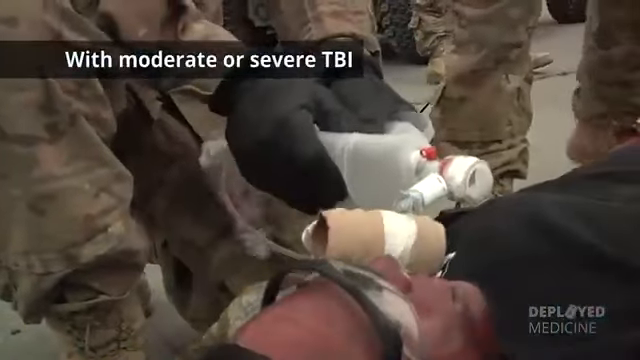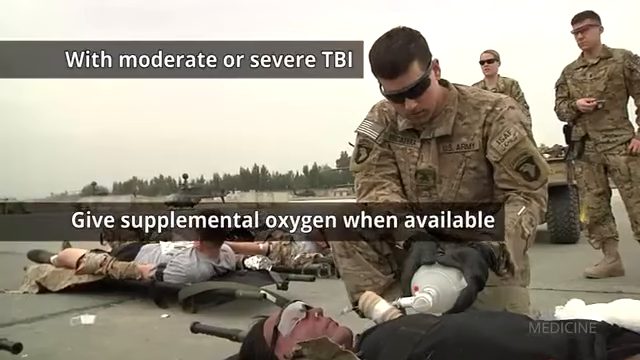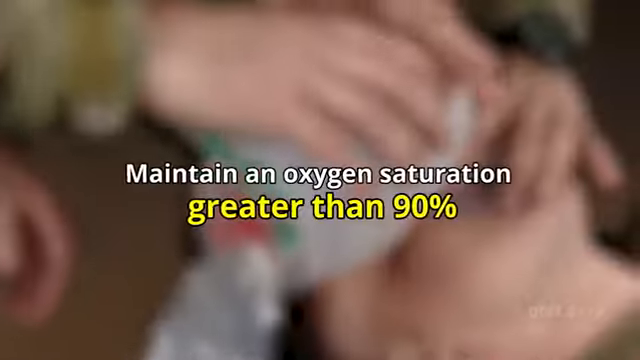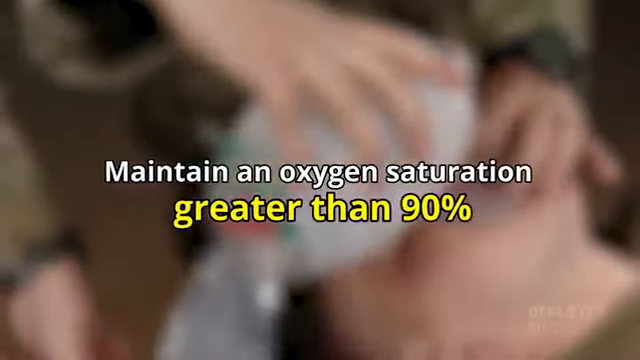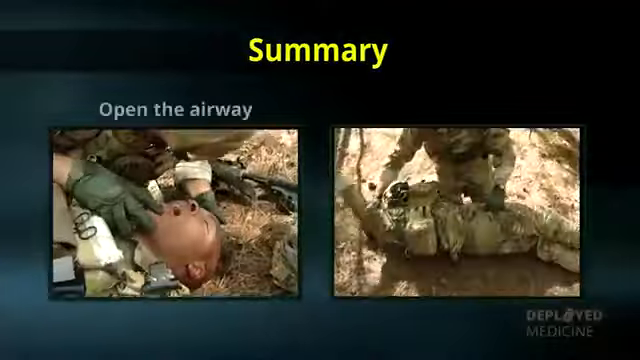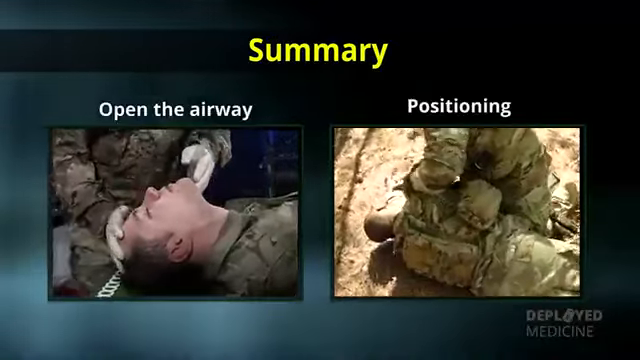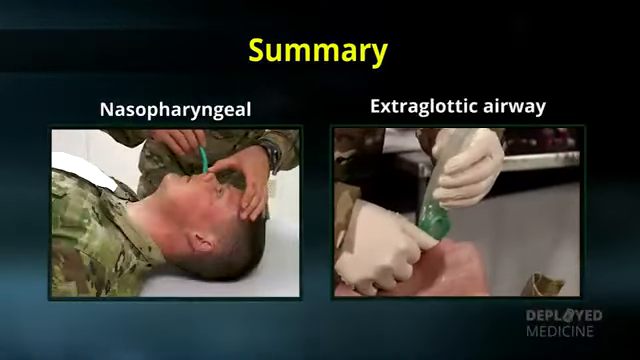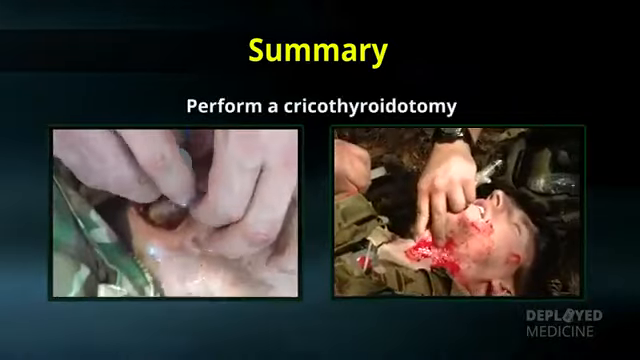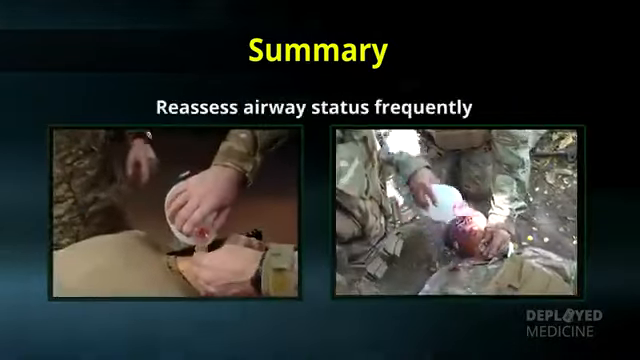Casualties with moderate or severe TBI should be given supplemental oxygen when available to maintain an oxygen saturation greater than 90%. Remember, open the airway. Use positioning, nasopharyngeal or extraglottic airways, or perform a cricothyroidotomy, and reassess airway status frequently.